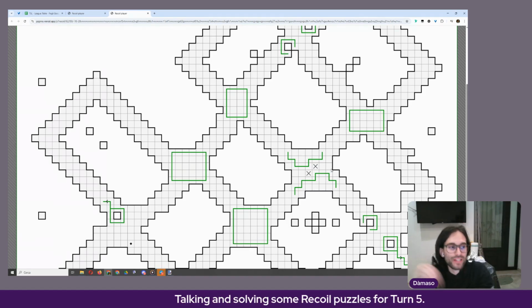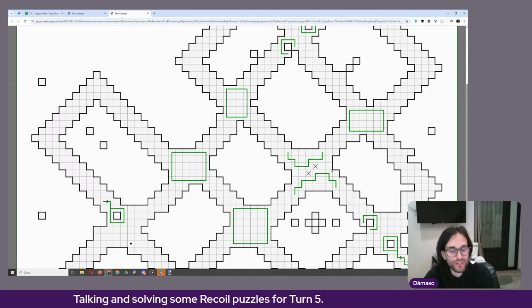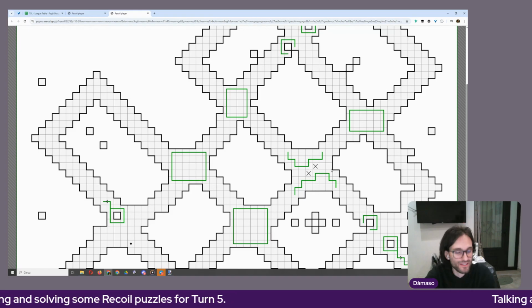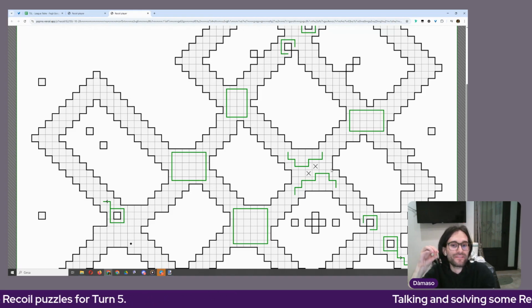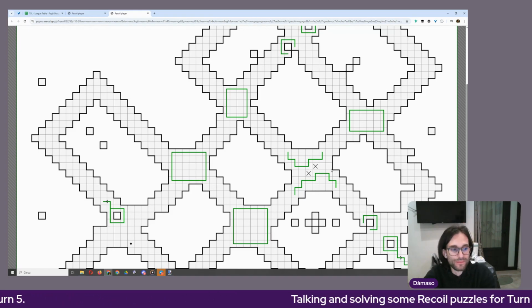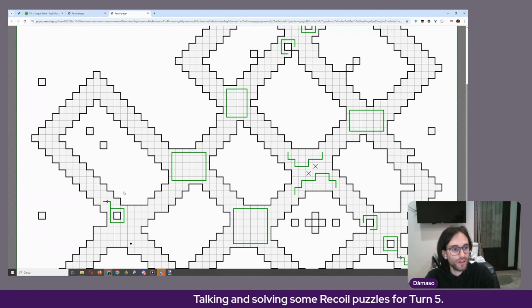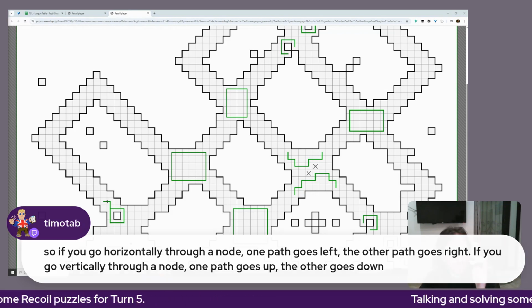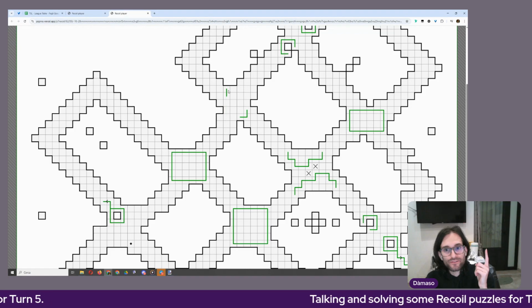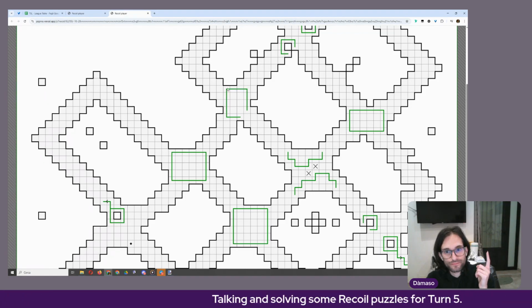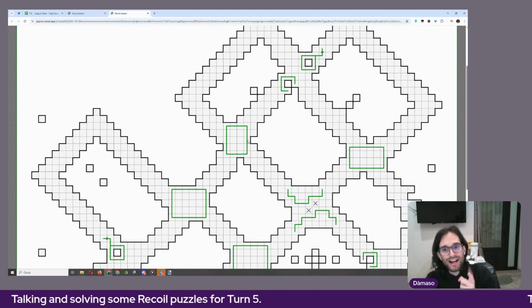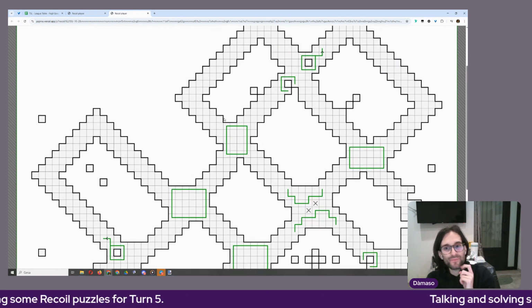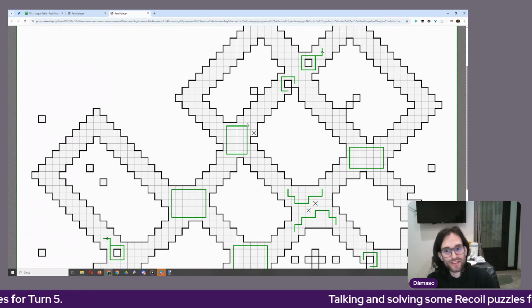But now, because that happens in every one of those rectangles, it means that you could have big problems. So if you go horizontally through a node, one path goes left, the other path goes right. If you go vertically, one path goes up, the other goes down. Yes, exactly. Apart for this one. Because this one has the difference that is this cell.